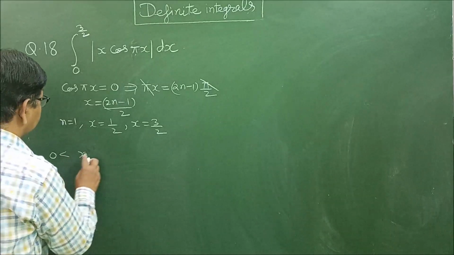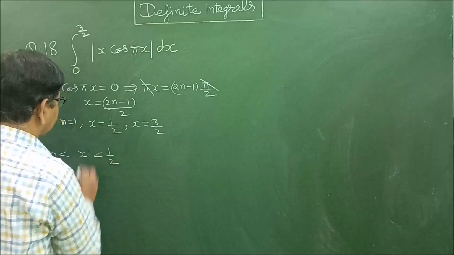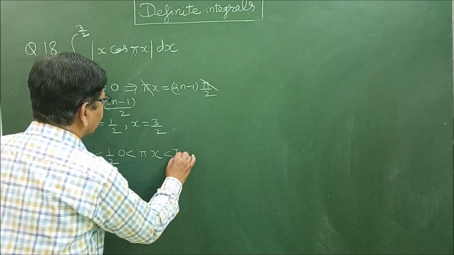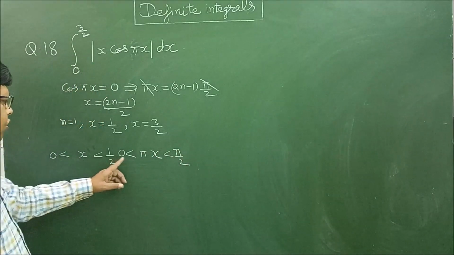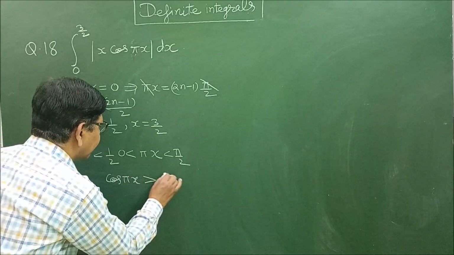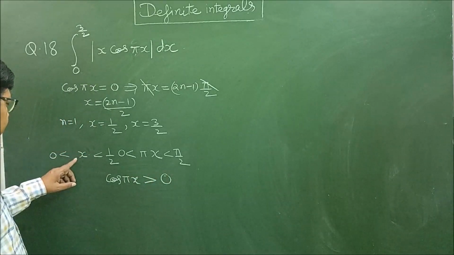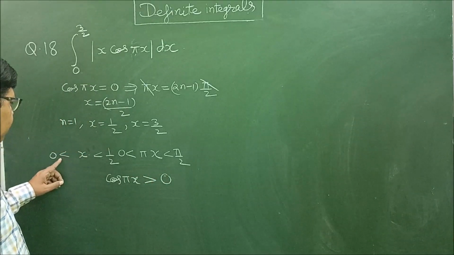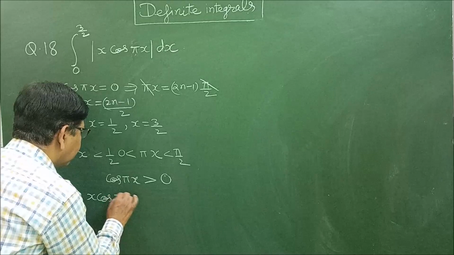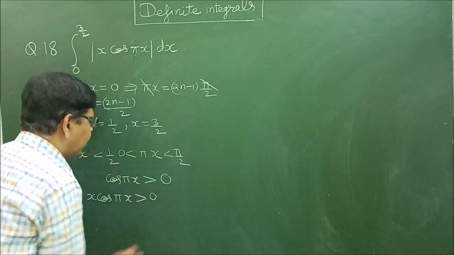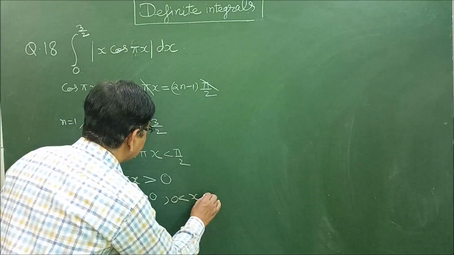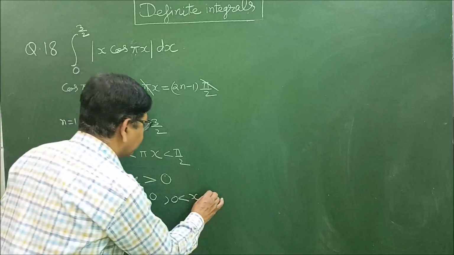If x lies between 0 and 1 by 2, then pi x lies between 0 and pi by 2. So when the angle lies between 0 and pi by 2, the value of cos pi x is greater than 0, and x is already greater than 0 because it lies between 0 and 1 by 2. So x cos pi x is greater than 0 when x lies between 0 and 1 by 2.